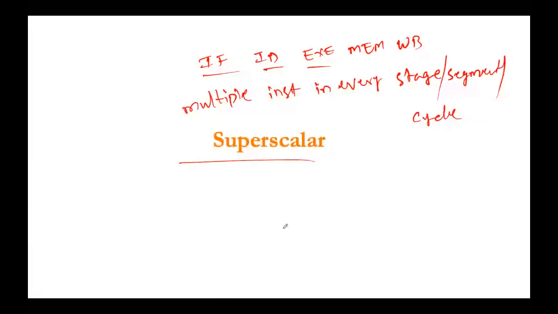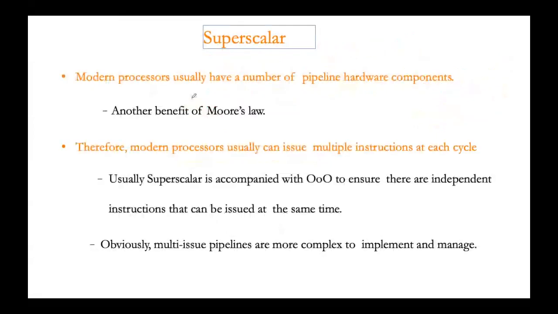So in the modern processor, there are usually a number of pipeline hardware components, following Moore's law, so you can add multiple hardware units to execute multiple instructions in a single cycle. Therefore, modern processors usually can issue multiple instructions at each cycle. Usually these superscalars are accompanied by out of order execution to ensure there are independent instructions that can be issued at the same time.